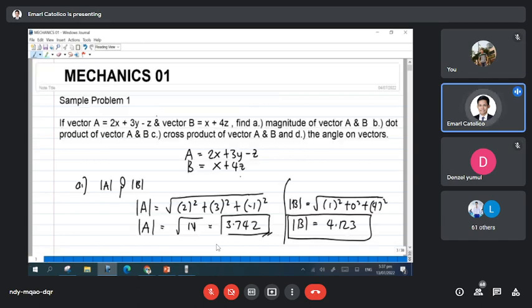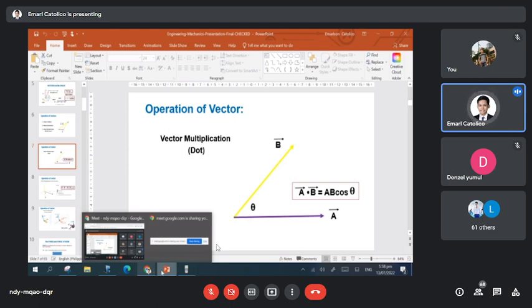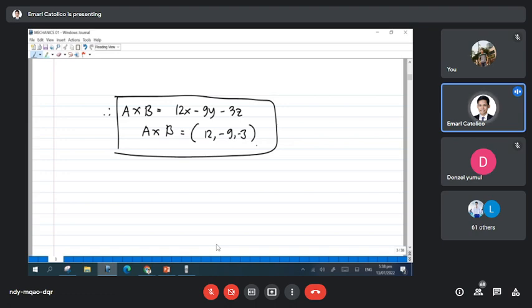Okay? Then last na hinahanap is the angle between vectors. Formula natin, nanggaling doon sa dot product. Okay, so yeah, i-direct substitute na lang natin siguro, kasi nakuha naman na natin si dot product and also si magnitude. Okay. So angle between vectors. So theta is equals to cosine inverse of vector A dot vector B over the product of magnitude A and B.